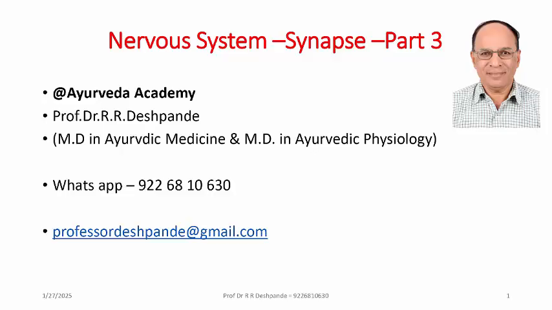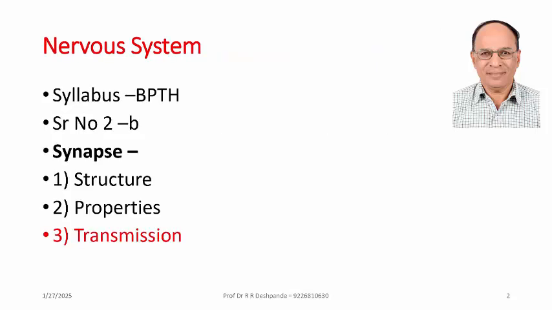So let us start from slide number 1. I am moving further to slide number 2. This is point 2B in the syllabus. So I request again, write down syllabus point 2B. Nervous system is the second topic in your physiotherapy syllabus. So there are 3 points in synapse. We have already discussed structure, we have already discussed properties, and now we are on transmission. Slide number 3.